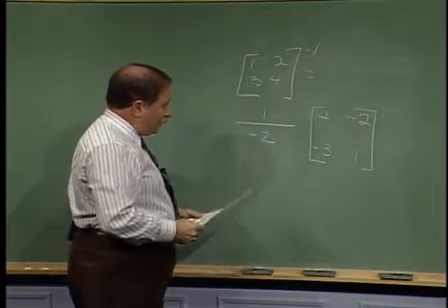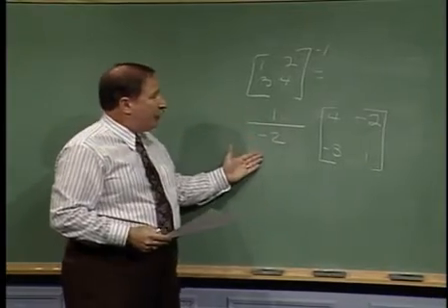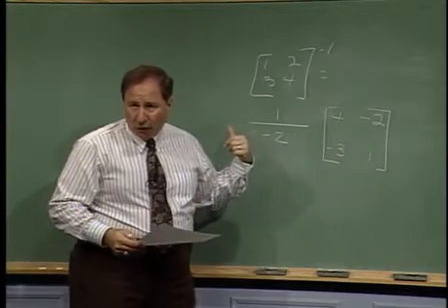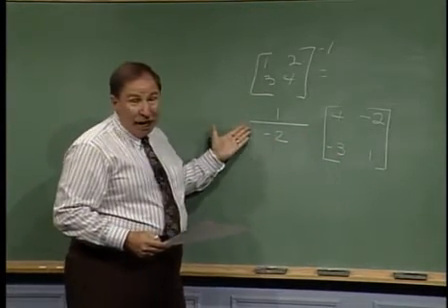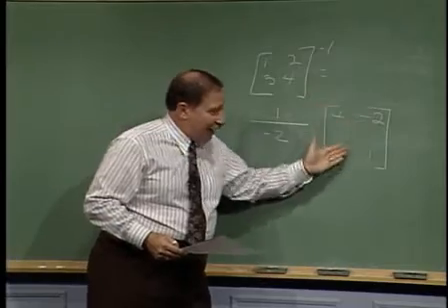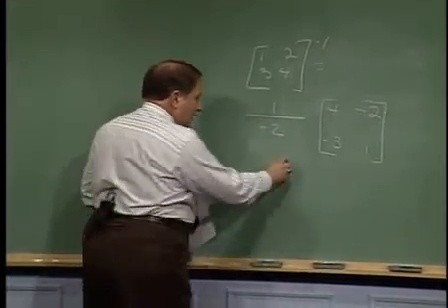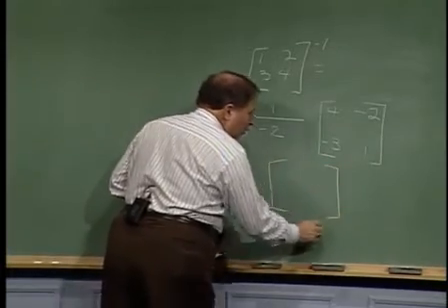And now all we simply have really is -1/2 times this matrix. And of course we saw that multiplying by what's called a scalar, we simply multiply each and every element in the matrix by the -1/2. And what do we get? We get a 2 by 2 matrix.